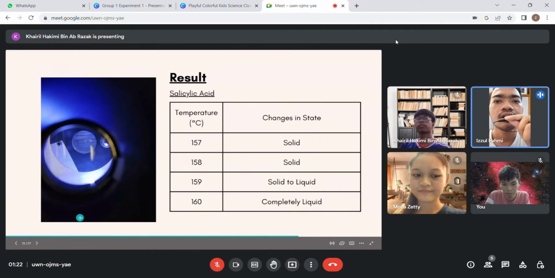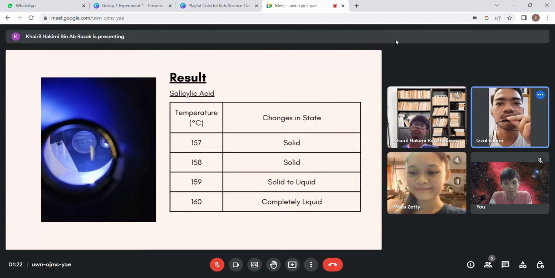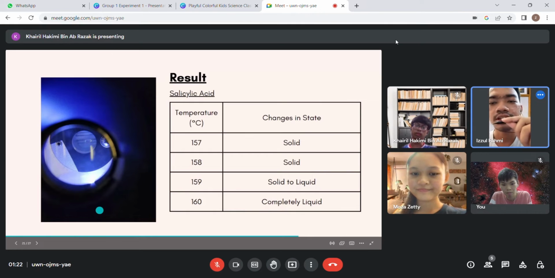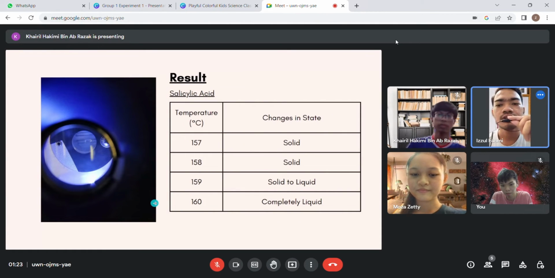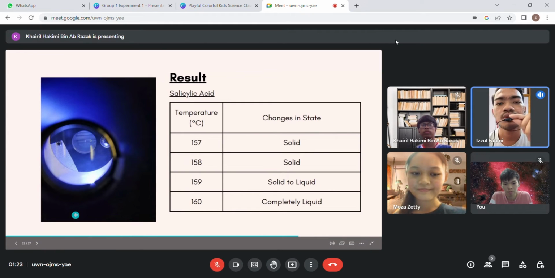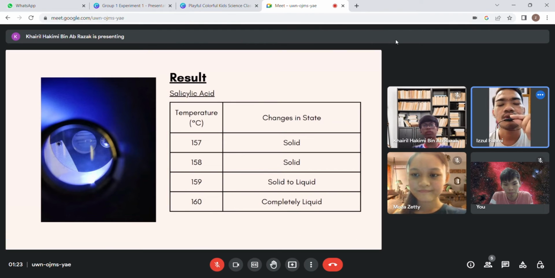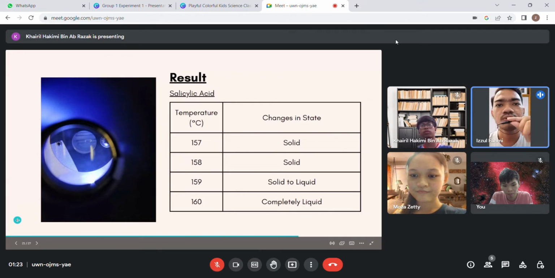For salicylic acid, we recorded the temperature from 157 degrees until 160 degrees. At 157 until 158 degrees, the salicylic acid remained solid, and then at 159 degrees, we observed that the salicylic acid started to melt, from solid to liquid. At 160 degrees, we observed that the salicylic acid completely became liquid. So we can say that the melting point of salicylic acid is 159 degrees Celsius.